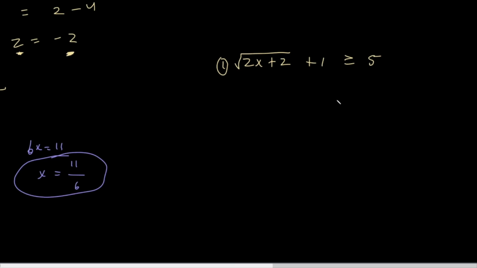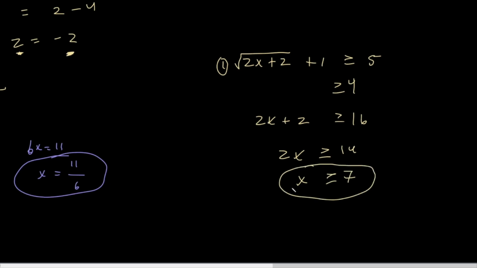I want to subtract 1, so greater than or equal to 4. I'll go ahead and square both sides. 2x plus 2 greater than or equal to 16. 2x greater than or equal to 14. X greater than or equal to 7. So that's what I get just from the inequality. Then furthermore, 2x plus 2, the inside of the radical has to be non-negative. So I get x greater than or equal to -1.